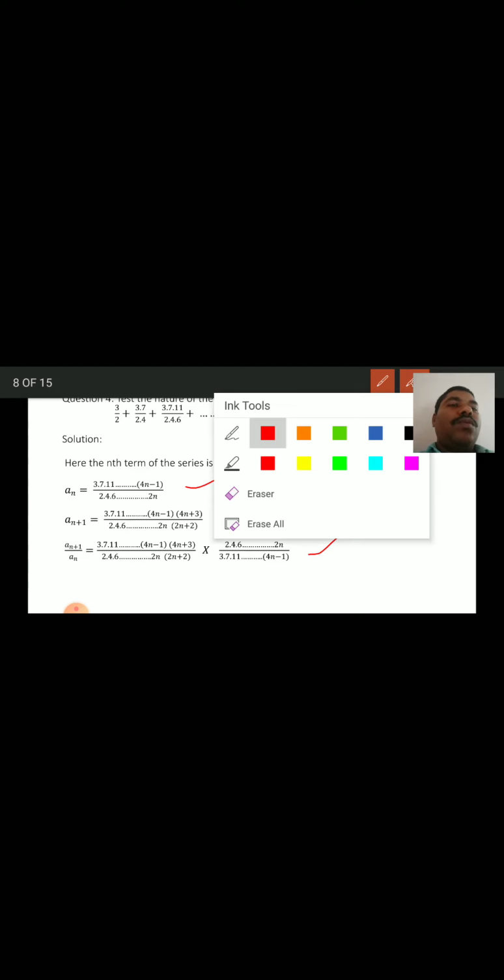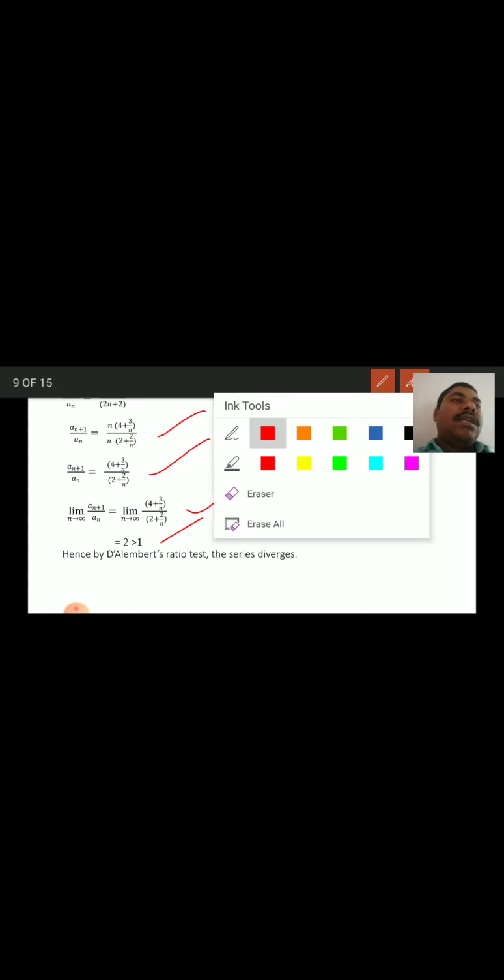Then an plus 1 is equal to 3 7 11 up to 4n minus 1 into 4n plus 3 divided by 2 4 6, so 2n into 2n plus 2. So then consider an plus 1 by an, so we get 3 7 11 4n minus 1 into 4n plus 3 divided by 2 4 6 up to 2n into 2n plus 2 into 2 4 6 up to 2n divided by 3 7 11 up to 4n minus 1. So we get an plus 1 by an is equal to 4n plus 3 by 2n plus 2.